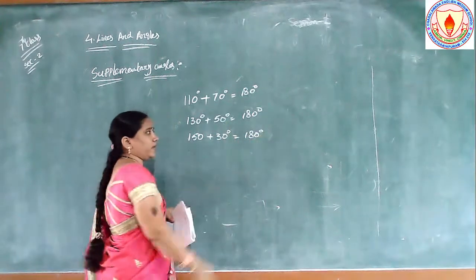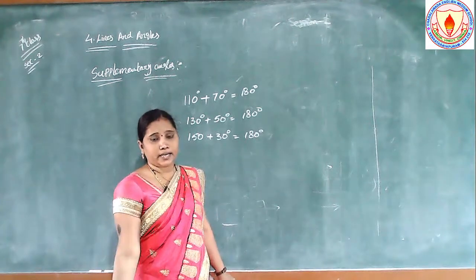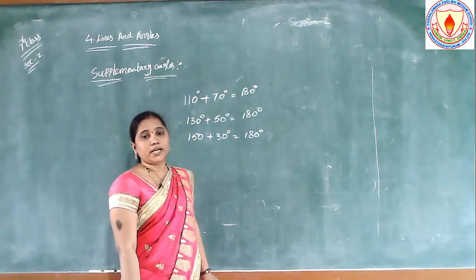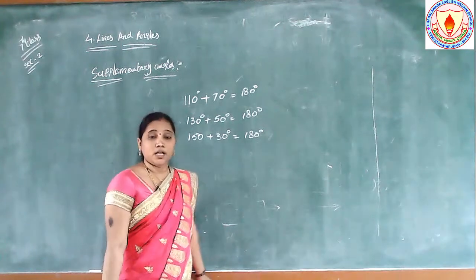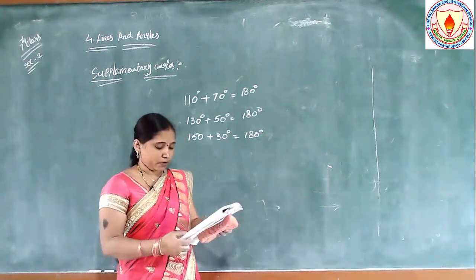So there are so many angles. If you take any two angles whose total is 180, that is called a supplementary angle. Supplementary angles means the sum of two angles is 180 degrees.